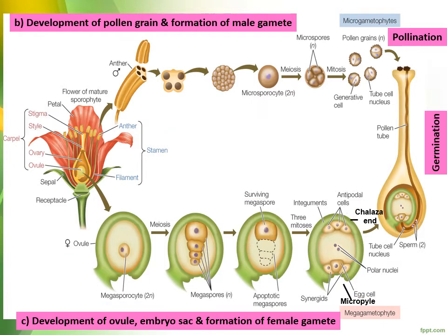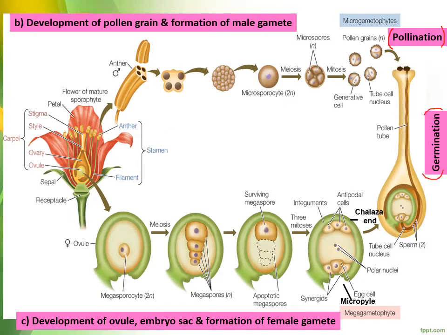Okay, so we've looked at 9.1c, how the ovule and embryo sac are developed and how the female gamete is formed. Now let's look at 9.1d, double fertilization. Before double fertilization can occur, there's pollination and germination.